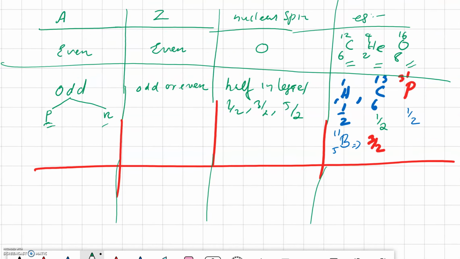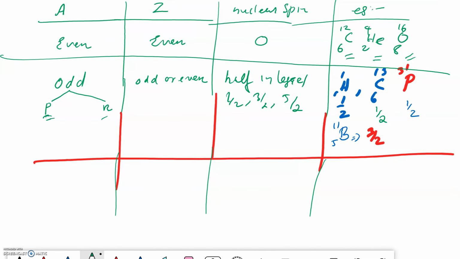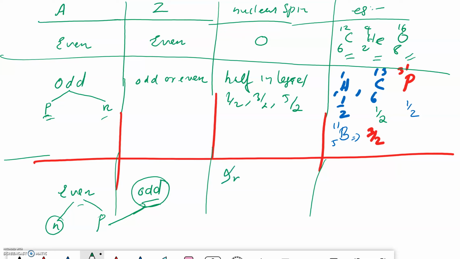But if the mass number is even, but the atomic number is odd, then the number of protons is odd. Therefore, the neutron number should also be odd. So proton odd, neutron odd. Therefore, the spin will be integral spin.